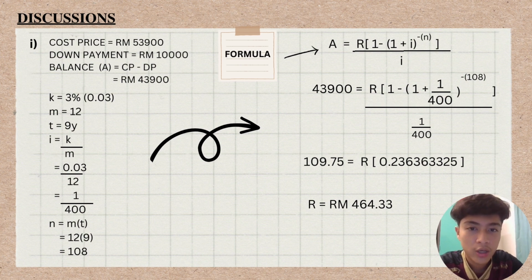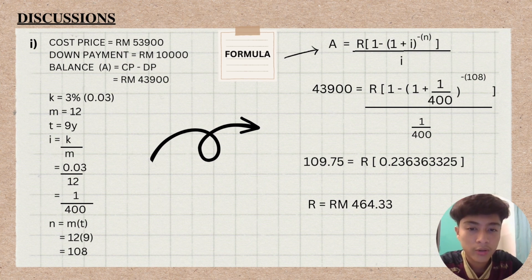For the formula, A equals R in bracket 1 minus in bracket 1 plus I in bracket to the power of negative N and close the bracket, and will be divided by I. And we will substitute it with the values that we already have. 43,900 equals R, 1 minus 1 plus 1/400 to the power of negative 108, divided by 1/400.